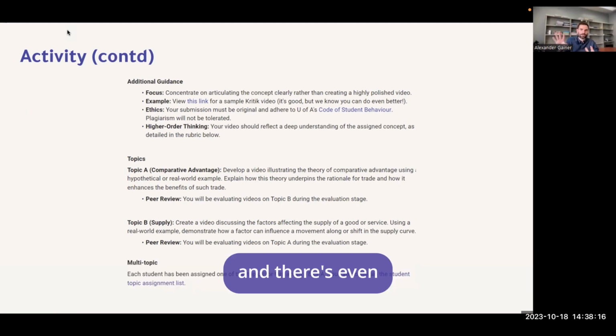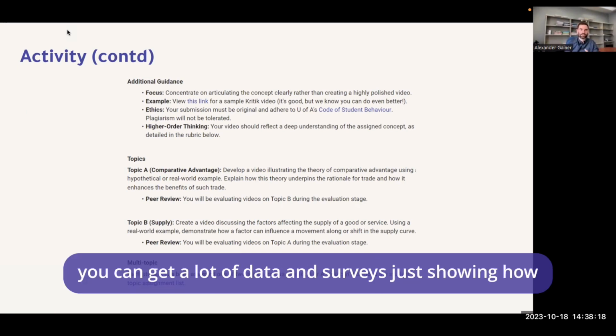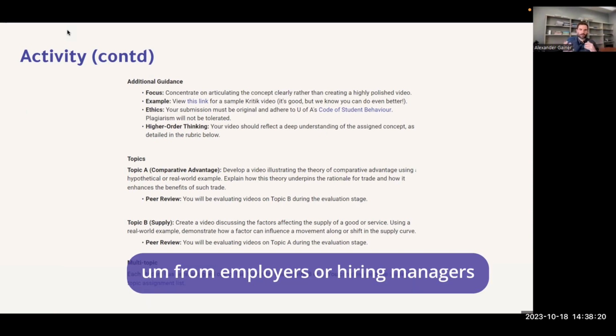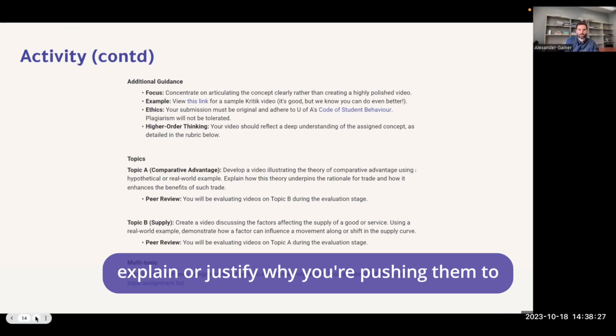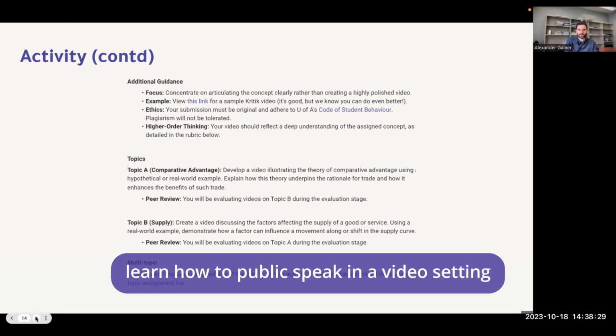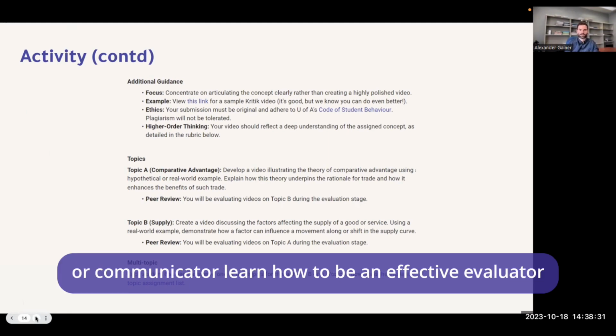And you can get a lot of data and surveys just showing how, from employers or hiring managers, how important soft skills are in today's workforce, to explain or justify why you're pushing them to learn how to public speak in a video setting or communicate or learn how to be an effective evaluator.